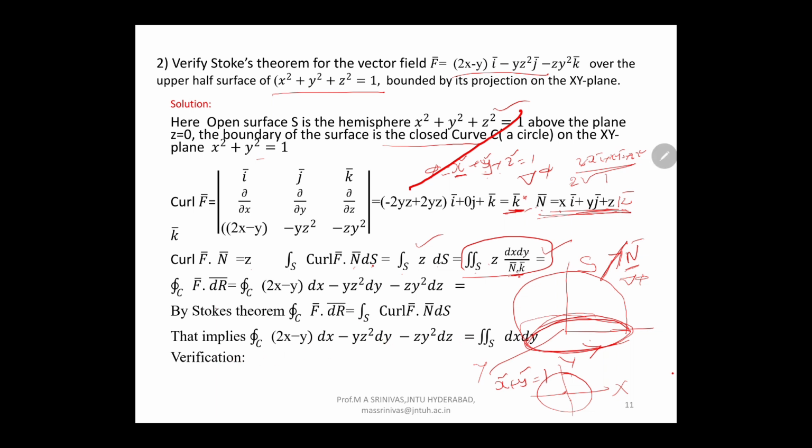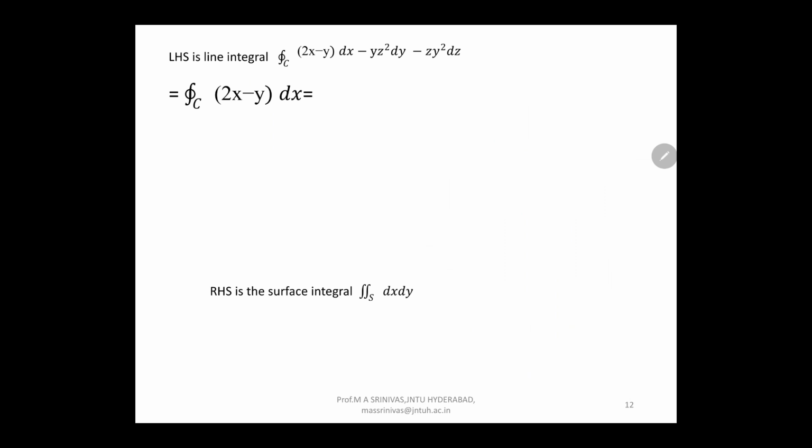N bar dot k bar is also z, and z gets cancelled because this is n bar. N bar dot k bar is z. Z and z, these two get cancelled and only dx dy will remain. So the double integral dx dy represents the area, that we already learned in the double integration chapter of third unit. Therefore, this is the area of the circular region, that is pi r square, because its radius is 1. So let us verify this.